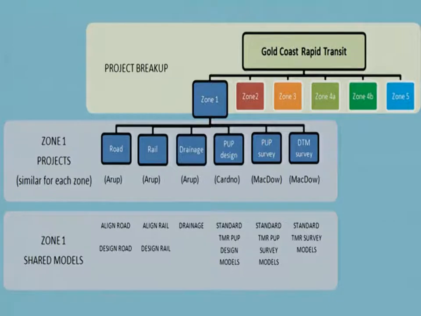Under each one of these projects, we had the minimal amount of models that we had to have. So we've essentially split it between alignment models, which was the base data for the project, so all your alignment strings, and then just a single design model for each project. So this was only the design strings or something that represented the physical form once built.